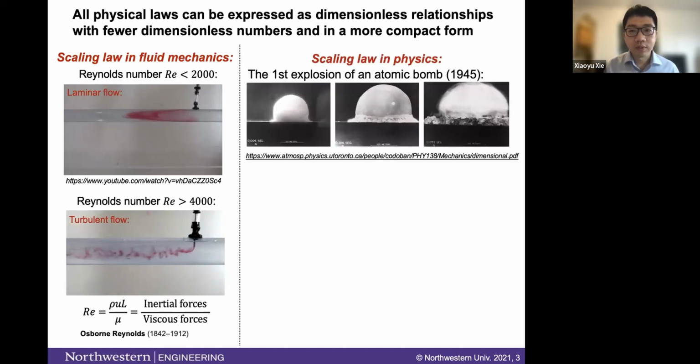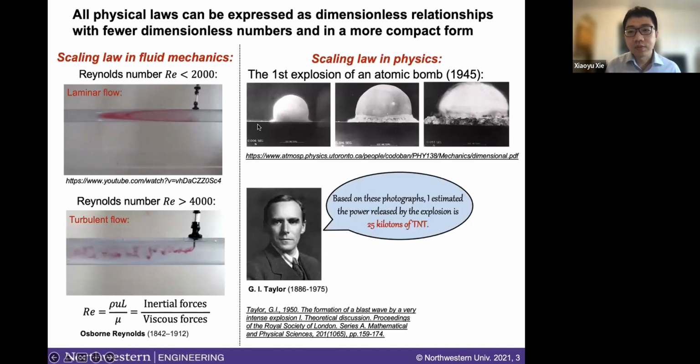Another example is from physics. In 1945, the first atomic bomb was exploded in the US. A few years later, a magazine published a few photographs along with the timestamp and the scale. After seeing these photographs, a British physicist, G.I. Taylor, made an estimation of the power released by the explosion. He estimated that the power was 25 kilotons of TNT. This shocked the US military, because it was still secret at that time.